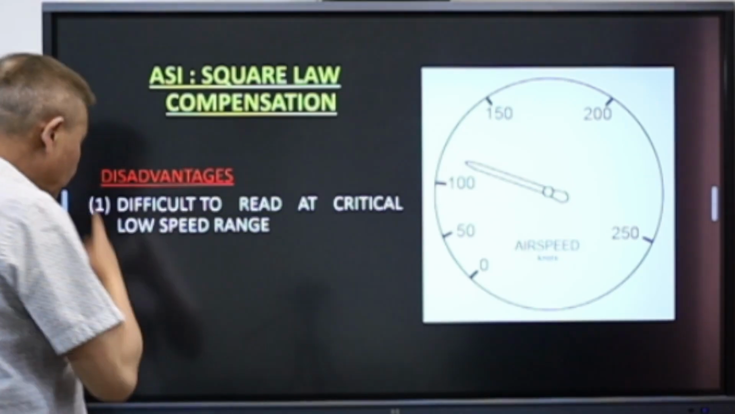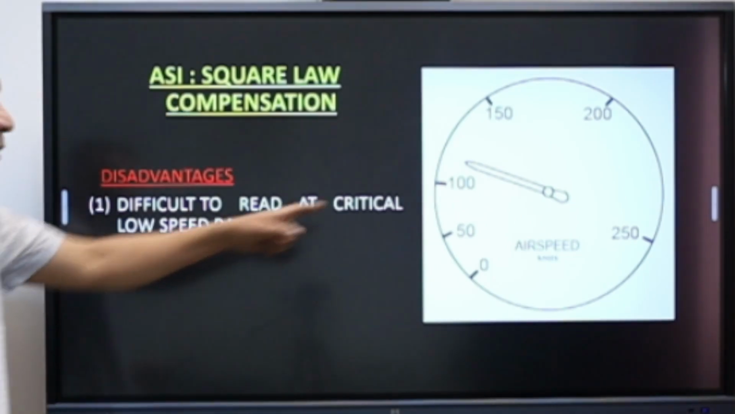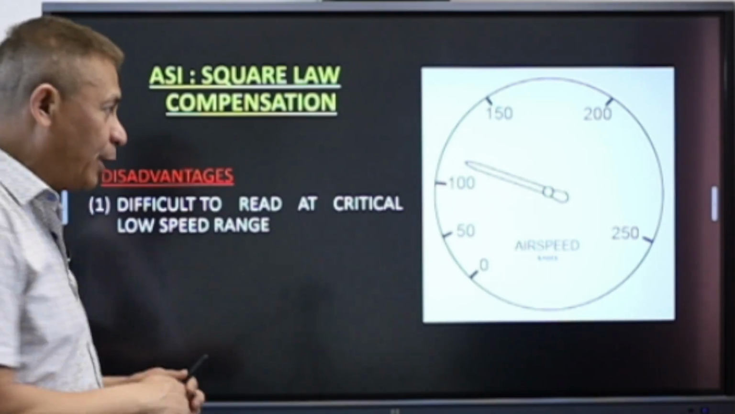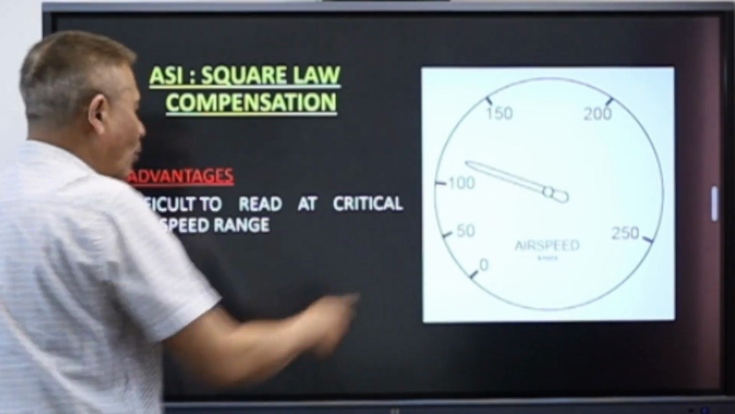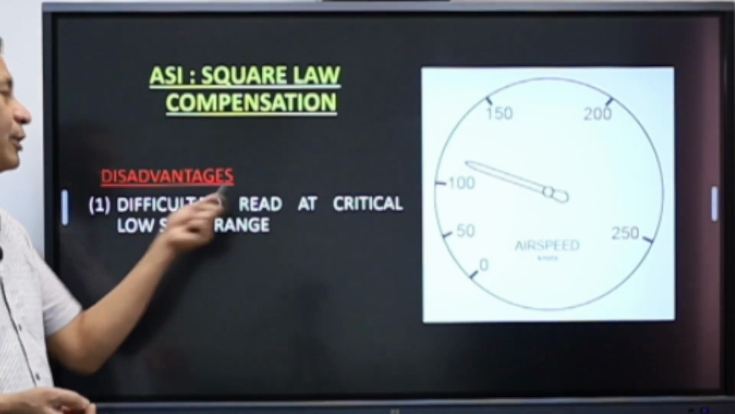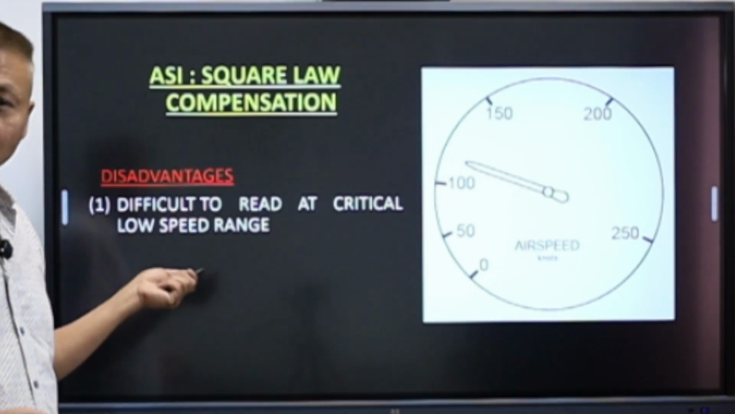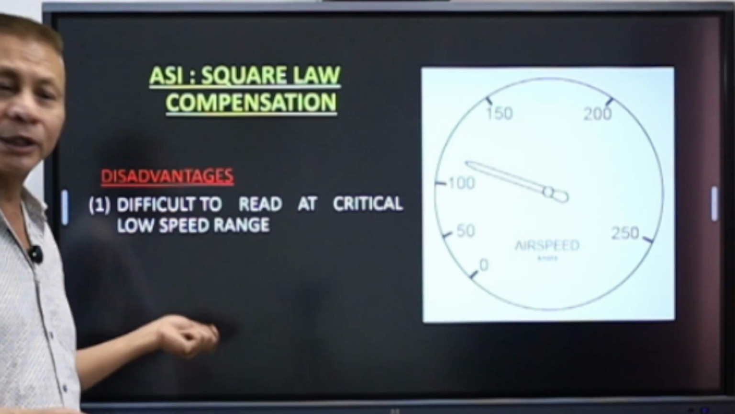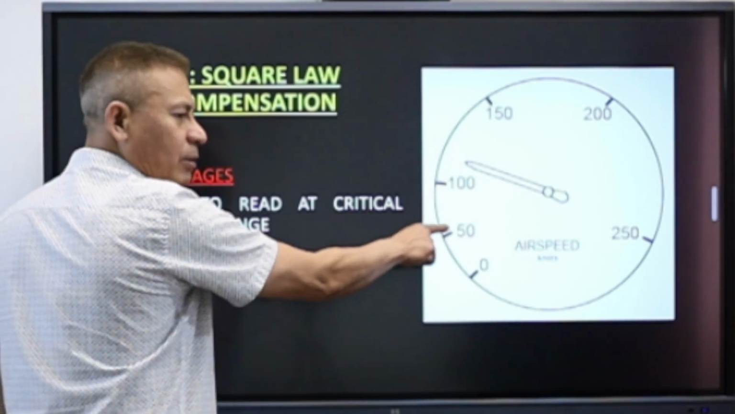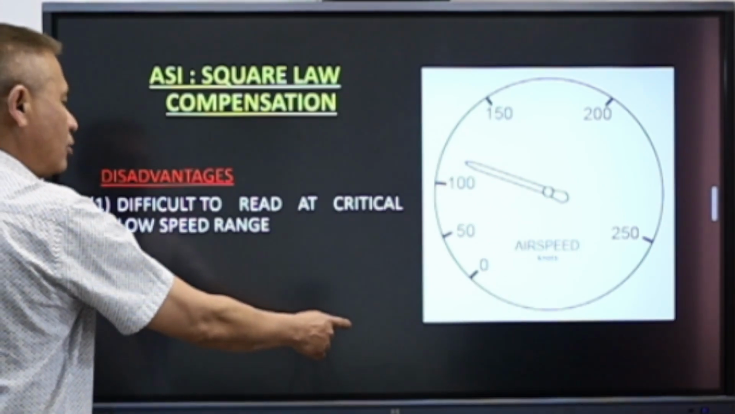So the disadvantage of this kind of system is that at lower speed, when it is very, very critical that my aircraft is close to the stalling speed, the calibration area is so small that it will be difficult for us to read the speed. So it is difficult to read the critical speeds at the low range. The aircraft stalling speed is very, very low. So therefore, at this particular speed range, my ASI is going to move a little, and it will be difficult for us to read the instrument.